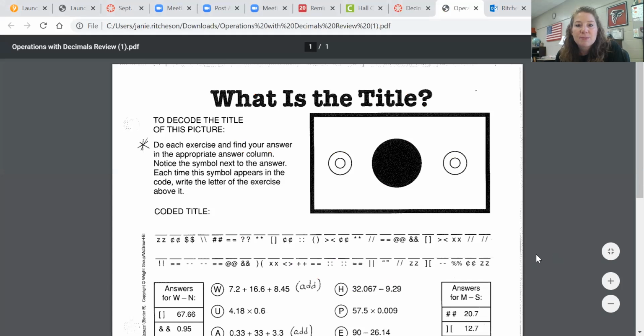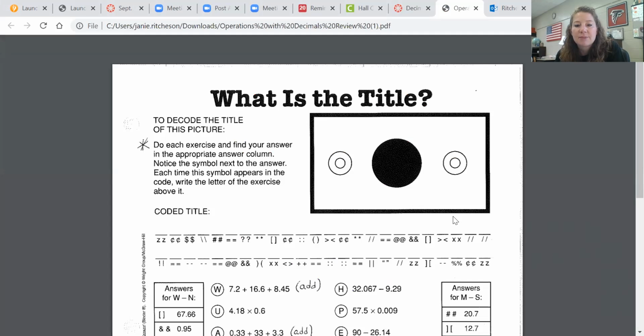I know some of you can print, some of you can't, but probably the best thing to do is to print it if you can. If not, you'll have to write down the answers and figure out what the coded title is on a piece of paper. All right, so we have this crazy looking picture. You are going to decode the title of the picture.